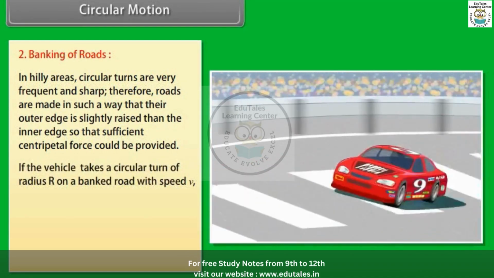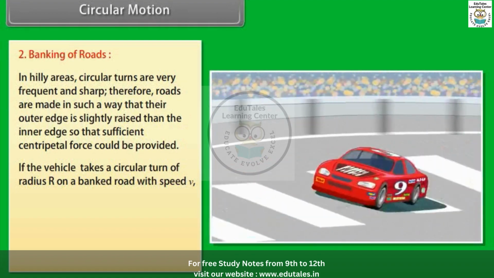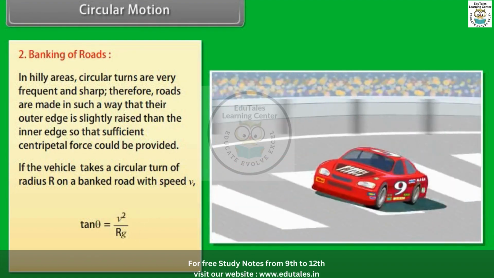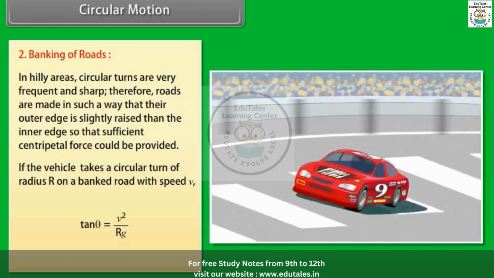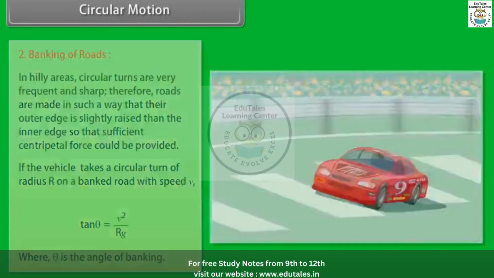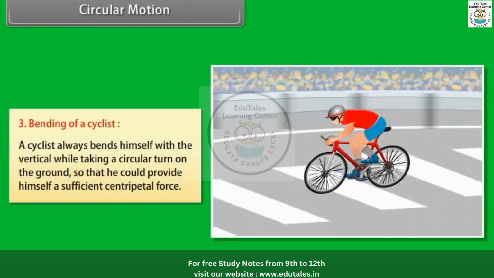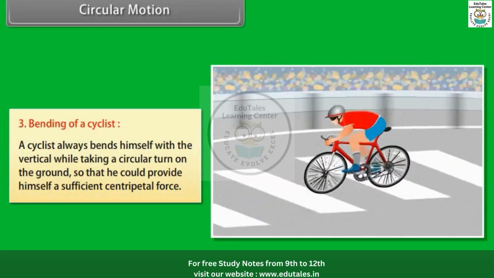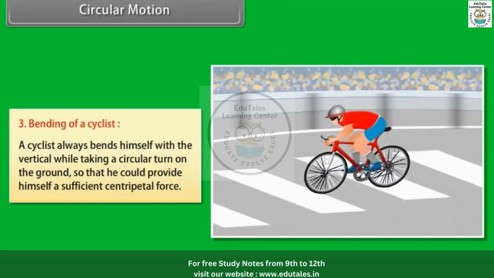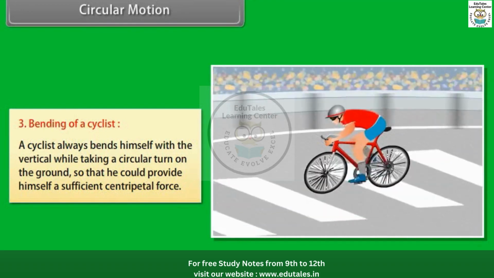If the vehicle takes a circular turn of radius r on a banked road with speed v, tan θ = v²/rg, where θ is the angle of banking. Number 3. Bending of a cyclist. A cyclist always bends himself with the vertical while taking a circular turn on the road, so that he could provide himself a sufficient centripetal force.